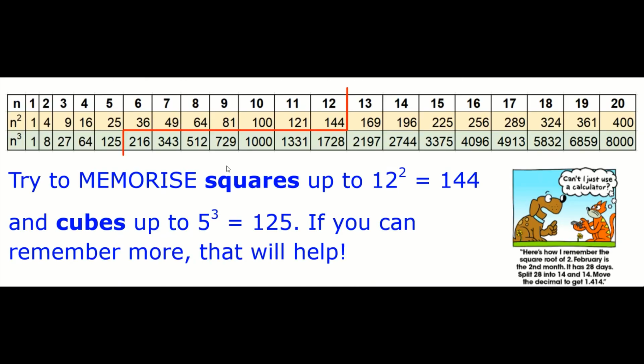I'd suggest you try to learn and memorise all the square numbers up to 12 squared, which is 144, and the cube numbers up to at least 5 cubed, which is 125. Any more would be a bonus. It's useful to know these, especially for the non-calculator paper, so that if a number comes up that is a square or a cube, you'll recognise it, which could give you a key to solving some of the problems you'll encounter in the GCSEs.